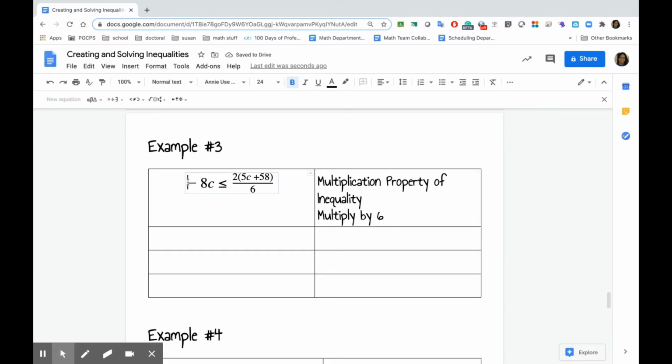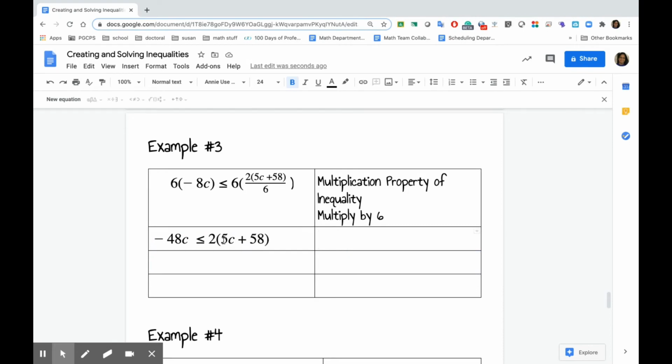So if we multiply the left side by 6, this will be 6 times the quantity of 8c, and same with the right side, we'll multiply it by 6 also. So now the left side will be negative 48c, and then less than or equal to, we can cancel the 6, so it will be 2 times the quantity of 5c plus 58. Next is eliminate the grouping symbol.